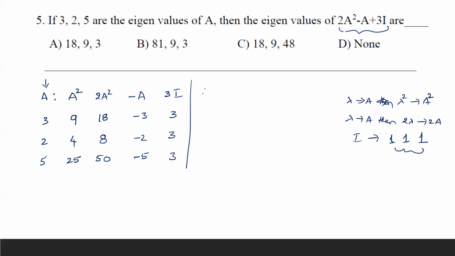Now, to get the eigenvalues of this expression, 2A square minus A plus 3I, add these numbers. Corresponding to this new expression, the first eigenvalue is 18 minus 3 plus 3. 18 minus 3 is 15, 15 plus 3 is again 18. Next, the second eigenvalue: 8 minus 2 is 6, 6 plus 3 is 9. Next, 50 minus 5 is 45, 45 plus 3 is 48. These three are the eigenvalues of this expression. The correct option here is option C. That's how you can answer this.